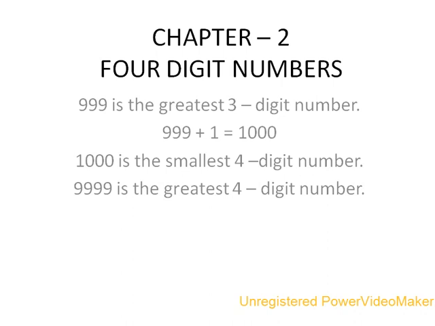Now, today we are going to start chapter 2, 4-digit numbers. See, earlier I told you that 999 is the greatest 3-digit number. But if we add 1 to it, it will become 1000. And 1000 is the smallest 4-digit number. We are going to talk about 4-digit numbers. And 9999 is the greatest 4-digit number.